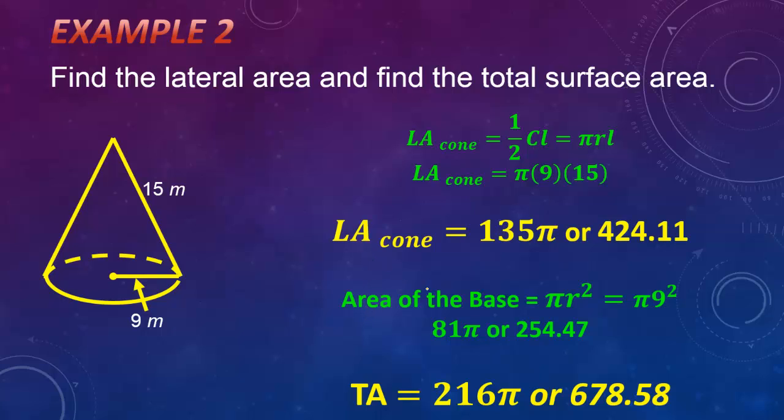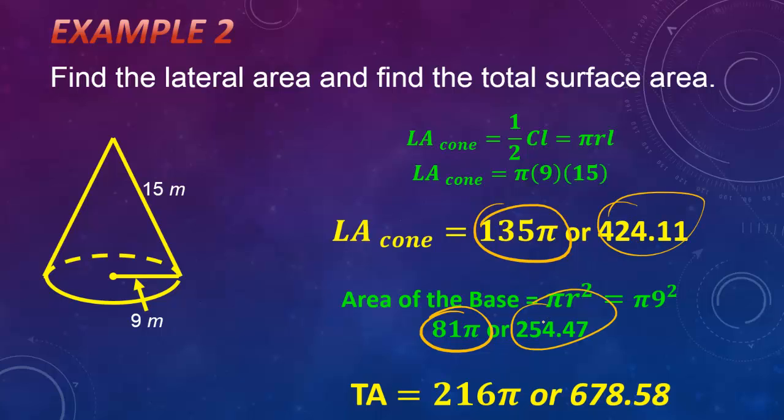The total surface area, we take this and we're going to add it to the area of the base. So we need to find the area of the base. It's pretty simple. It's a circle, so just pi r squared. So pi times 9 squared, which is just 81 pi, or 254.47. So your total area, when you add this and this, would be 216 pi, or if they ask for it in decimal form, 424.11 plus 254.47, which gives you 678.58. Pretty straightforward, right? So those are two examples. Make sure you know those examples.